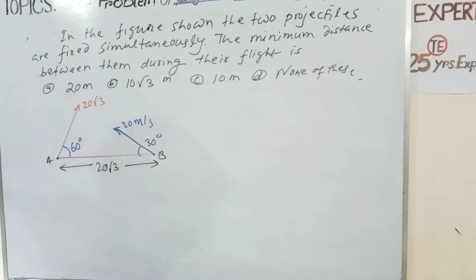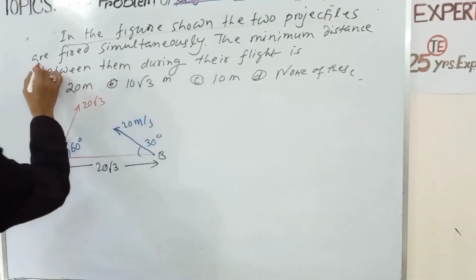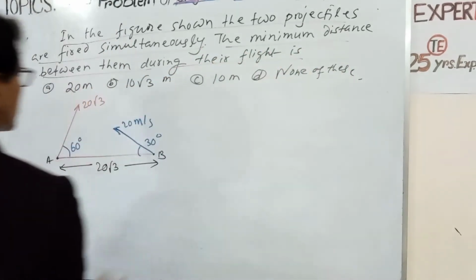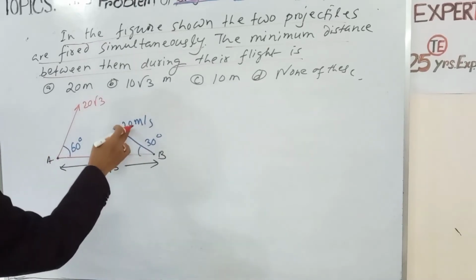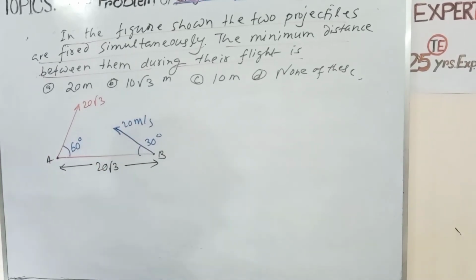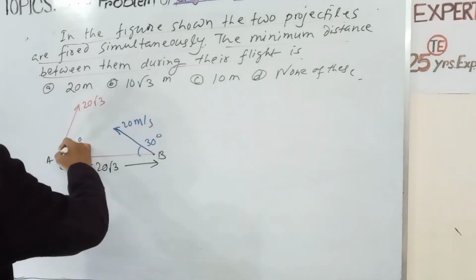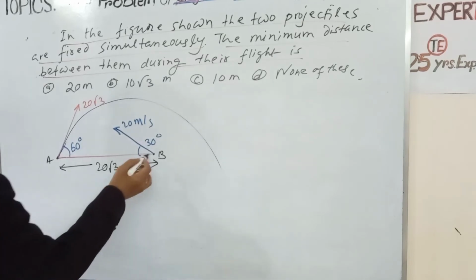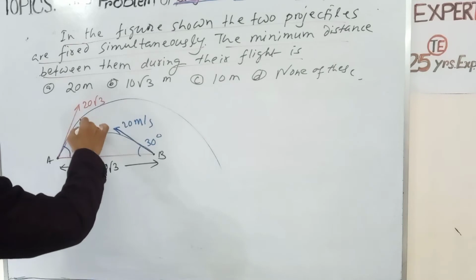I repeat the problem once again. In the figure shown, two projectiles are fired simultaneously. The minimum distance between them during their flight is this. Suppose this particle is projected at 60 degrees and this particle at 30 degrees. Now the path of this one will be in this direction, and this path will be like this. What is the minimum distance between the two particles?